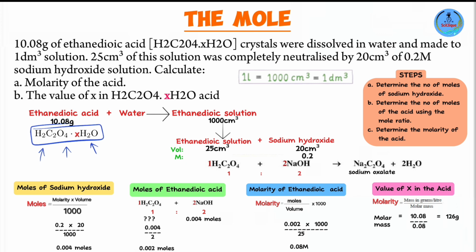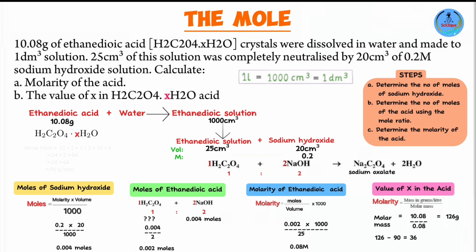So for us to determine the mass of the water of crystallization, we are going to take the whole, which is 126, and subtract the mass of that part. Let's start with the RAM of hydrogen. Hydrogen has the RAM of 1, how many do we have? 2. Carbon RAM of 12, we have 2. Oxygen RAM of 16, we have 4. If you sum all of these, you're going to end up having 90 grams. And 90 grams is the molar mass of this part. So 126 minus 90 gives us 36 as the molar mass of the water molecules present.